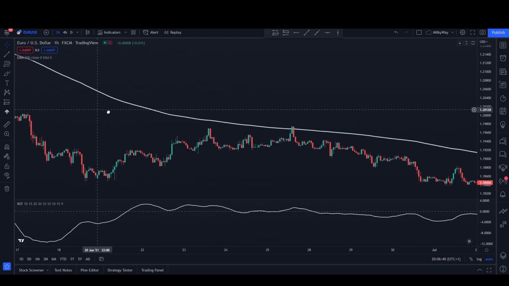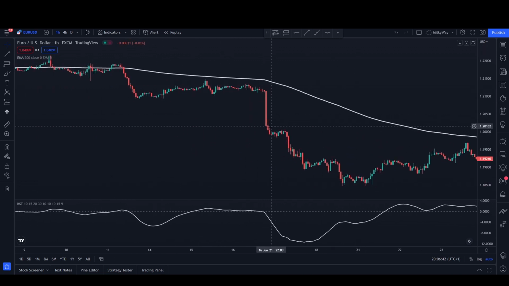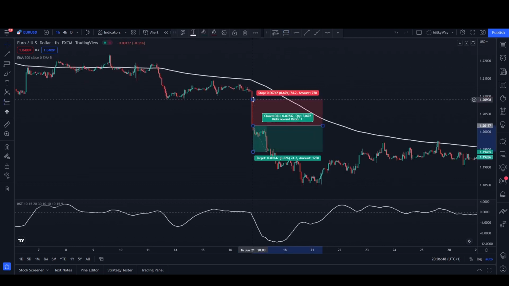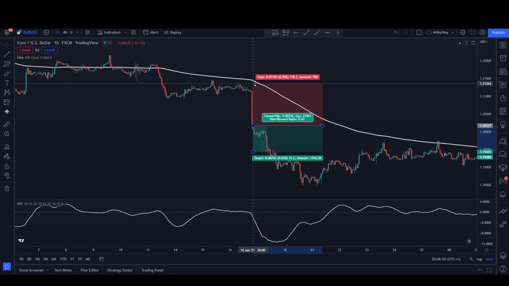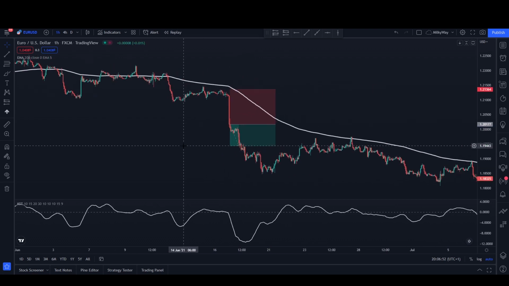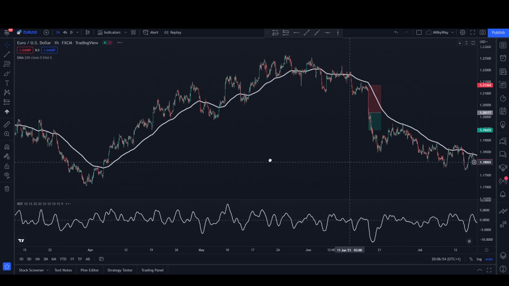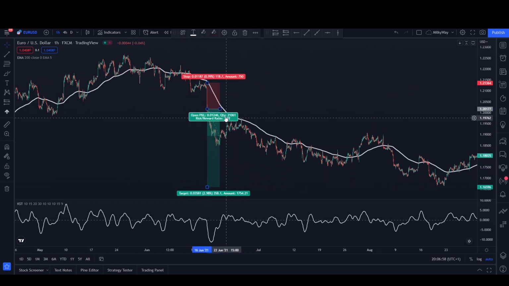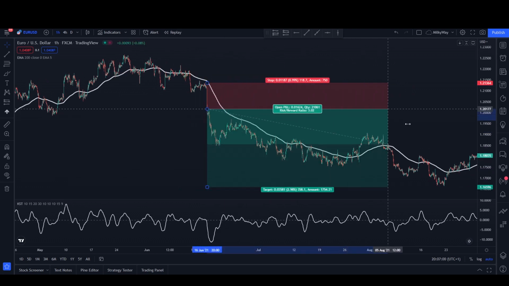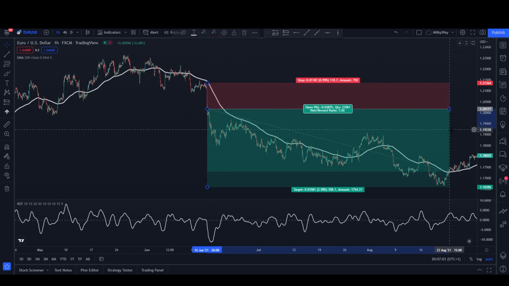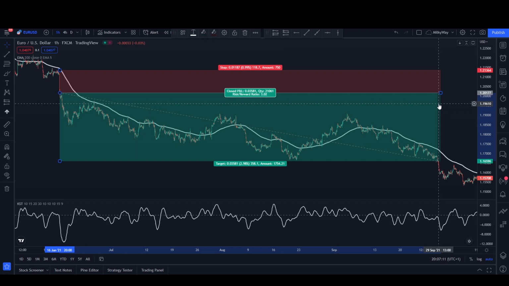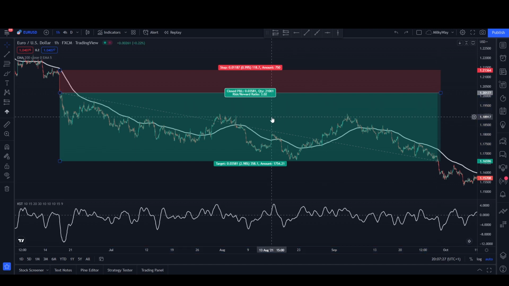You would either get in before that large candle or after. You would place the stop loss. Worst case scenario, you enter here, you miss the big move, you put the stop loss here, and you aim for a 1 to 3 risk to reward ratio. And eventually your take profit would be hit. So that's the strategy. Let me show you a few more examples and then I'll go straight into the backtest.